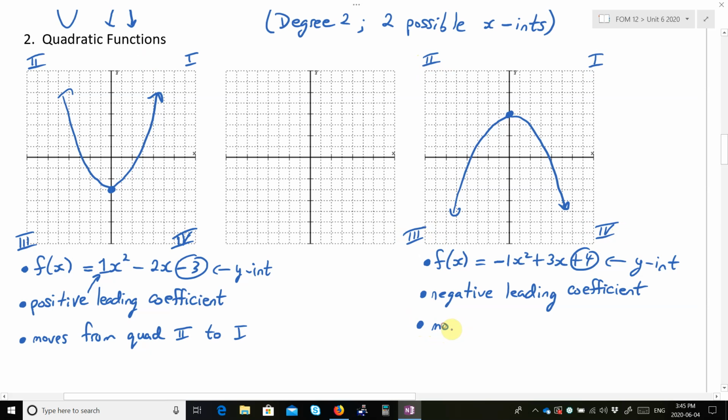Okay, and this one moves from quad 3 to quad 4.